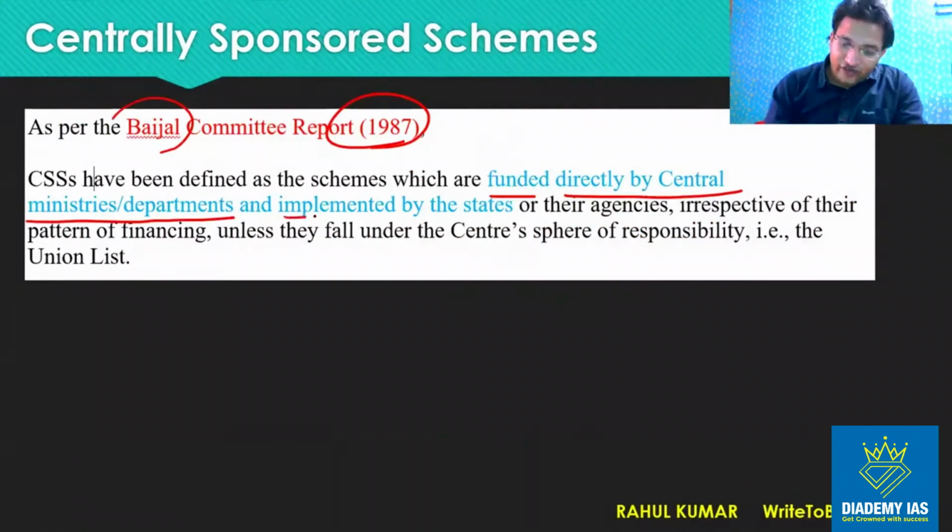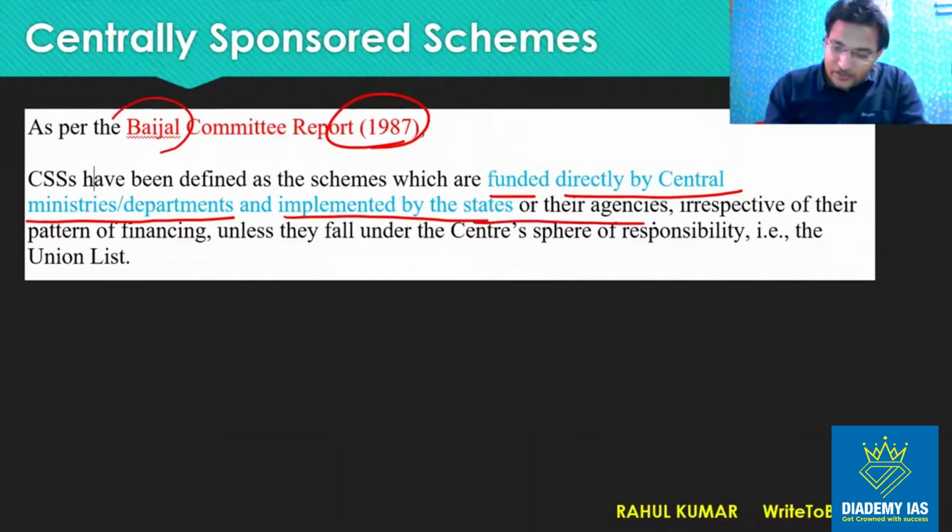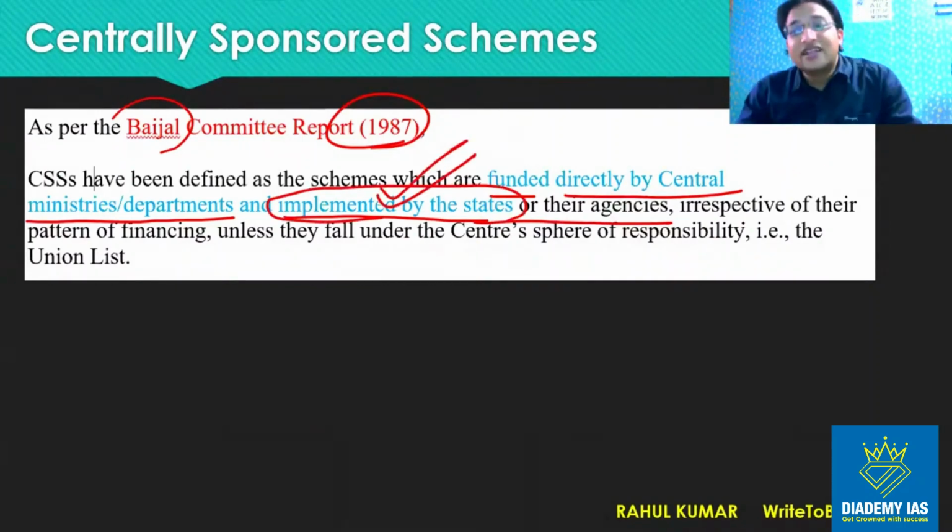Yeah, so funded by the central ministries and departments, implemented by the states or their agencies. So the primary aspect is implementation. Implementation is the main thing. Implementation is done by the state government.